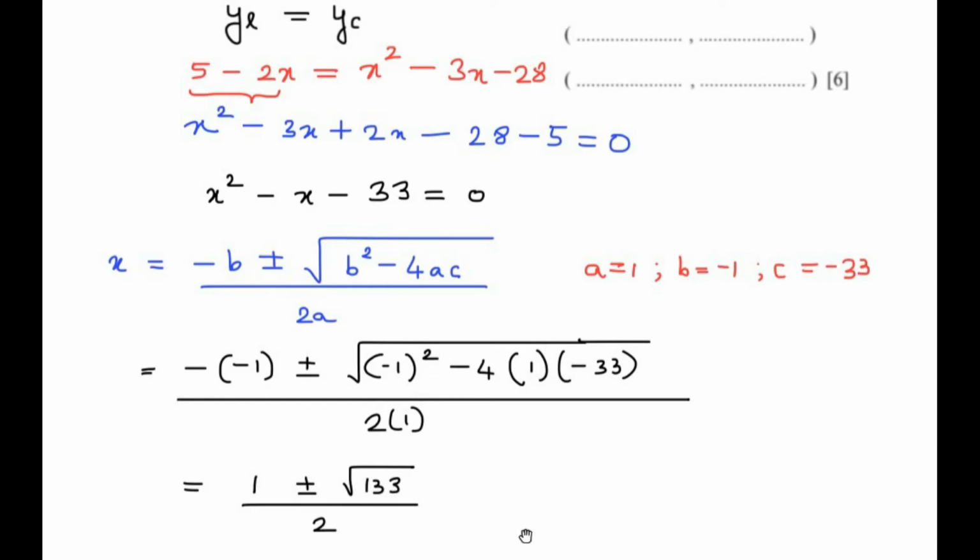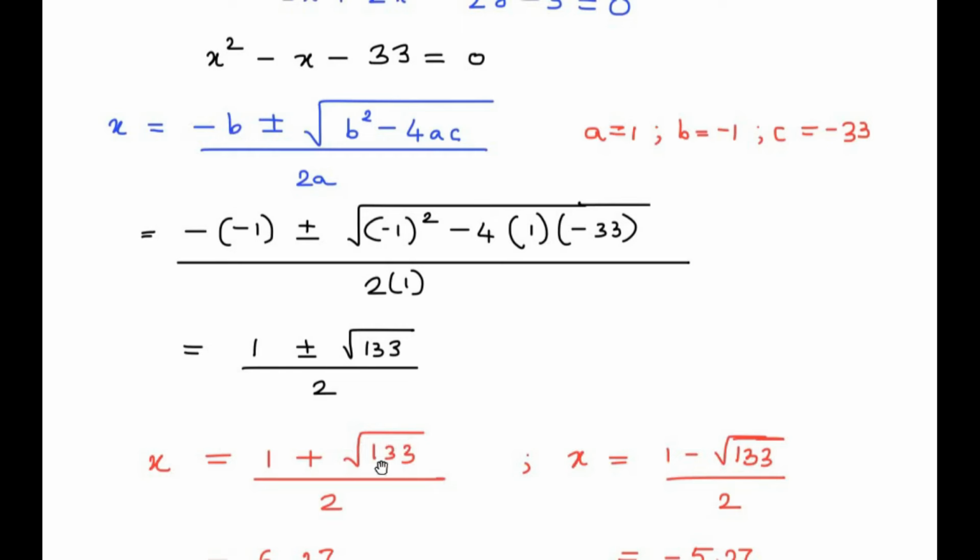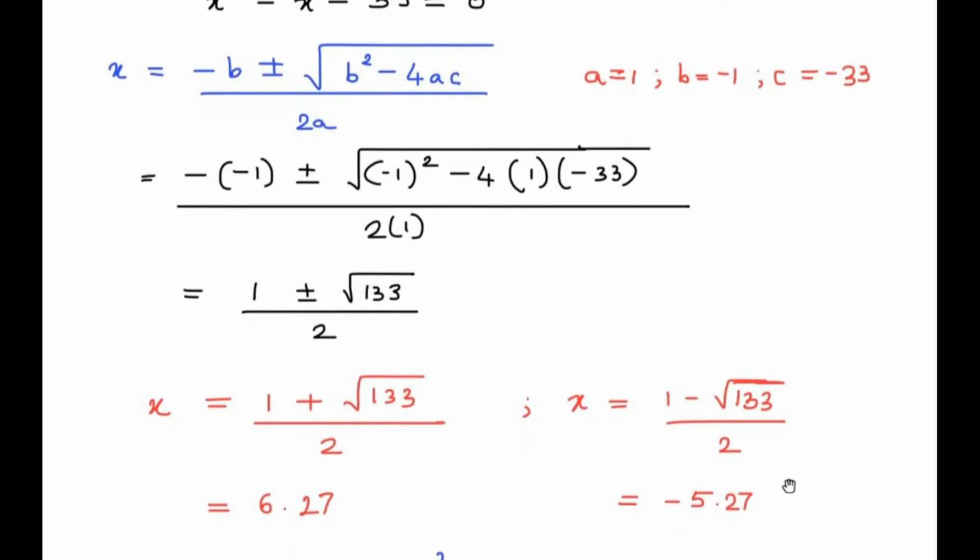Now this can be split up into 2 values, that is x equal to 1 plus square root of 133 over 2 and x equal to 1 minus square root of 133 over 2. Now here we get the values of x as 6.27 and minus 5.27.